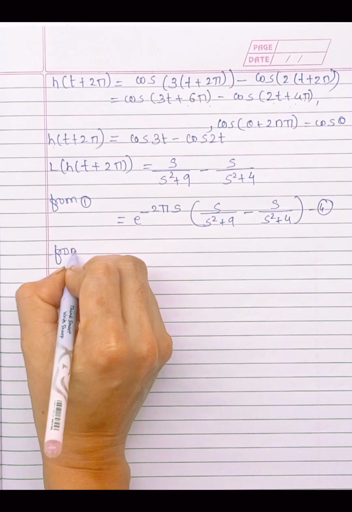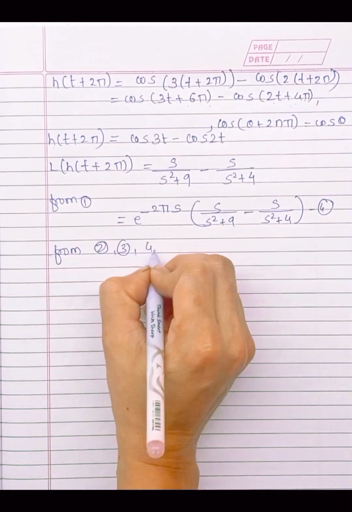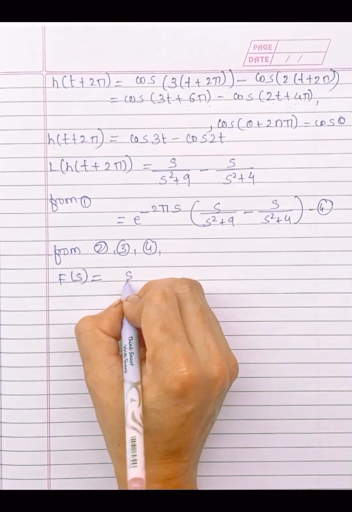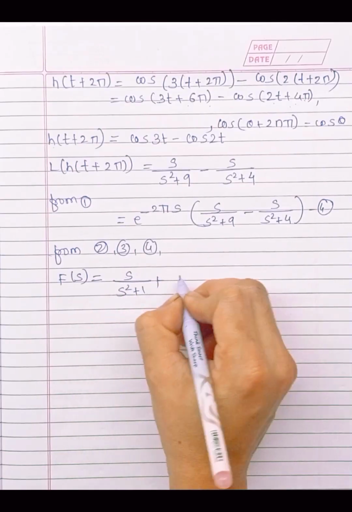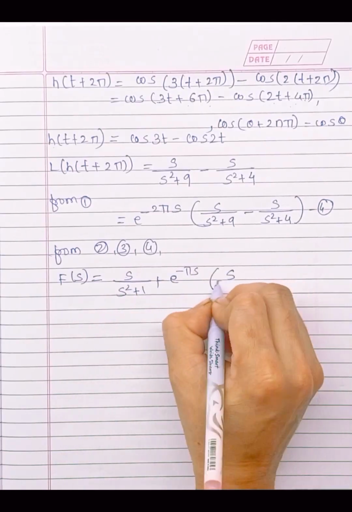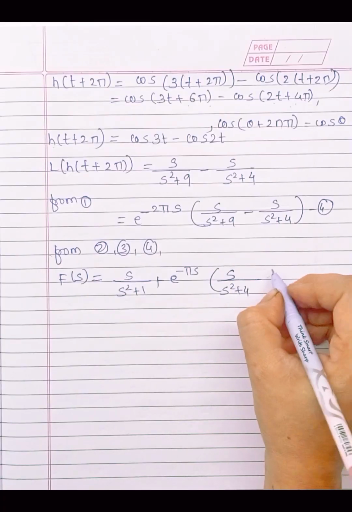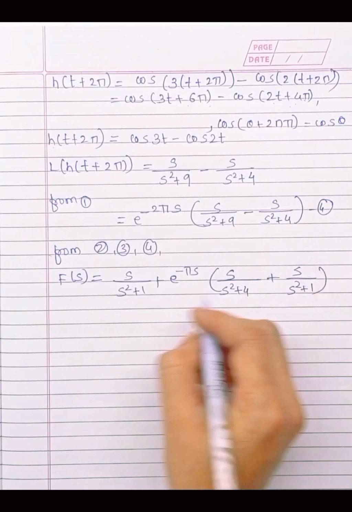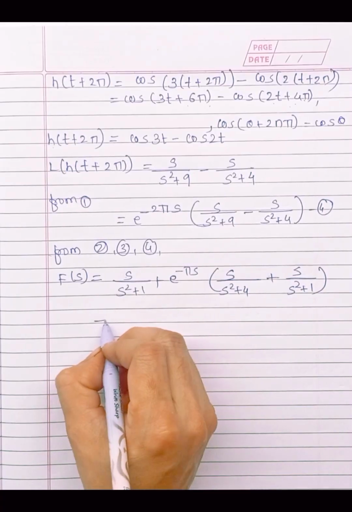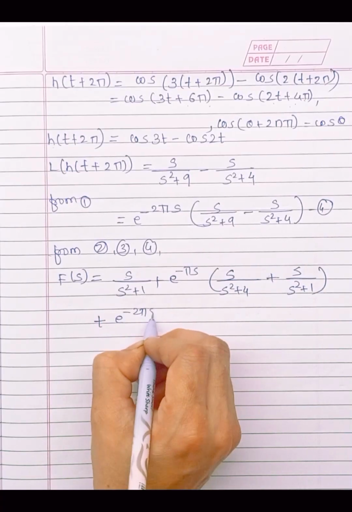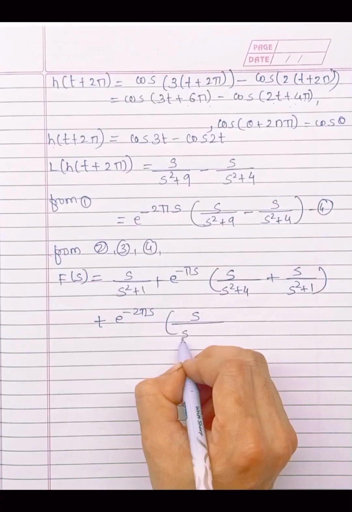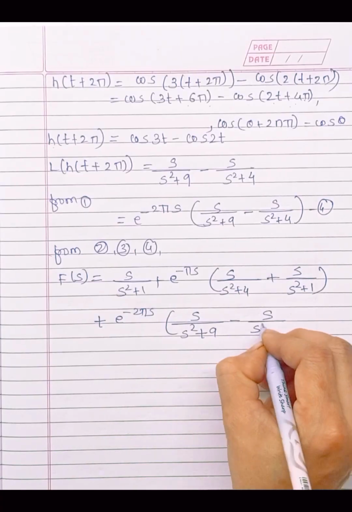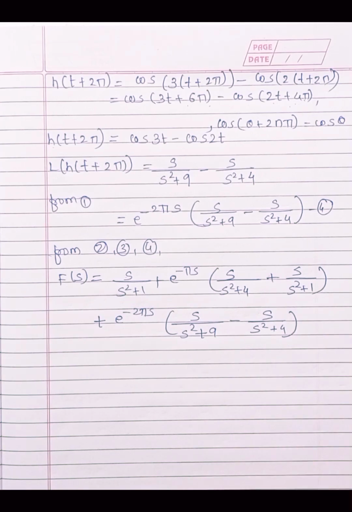So combining equations 2, 3 and 4, you are getting the final value of F of s as s upon s square plus 1, plus e raised to minus pi s times s upon s square plus 4 plus s upon s square plus 1, and then the last term, plus e raised to minus 2 pi s times s upon s square plus 9 minus s upon s square plus 4. This is the final answer.